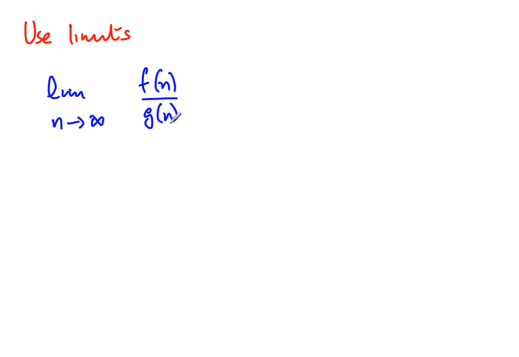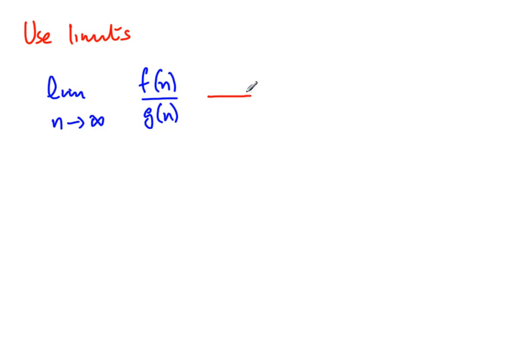Another technique that can be used is to use limits. So supposing we want to compute whether f of n is O of g of n or theta of g of n or omega of g of n. So we compute the limit as n tends to infinity of f of n over g of n. This intuitively captures what we are doing with asymptotic behavior, looking at the function as a limit. So now we have several possibilities for the limit.